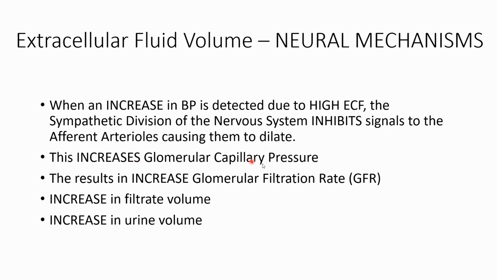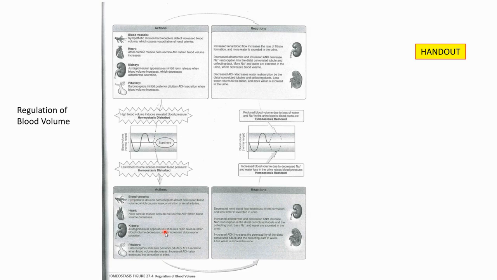This causes an increase in glomerular capillary pressure. You are flooding that glomerulus with a bunch of blood now. You open the gate, so to speak, so blood is flooding in. And that's going to increase glomerular filtration rate, which will increase filtrate volume, which will increase urine volume. So the sympathetic division is going to inhibit signals to the afferent arterioles, causing them to dilate, because you're trying to offload volume so you can get that blood pressure lower again.